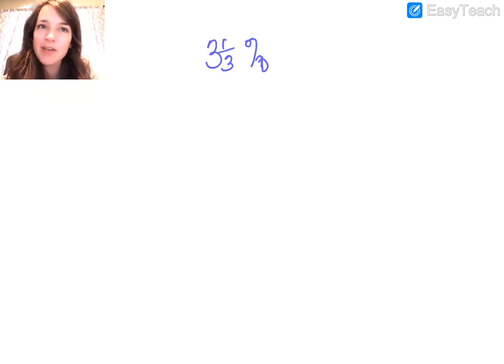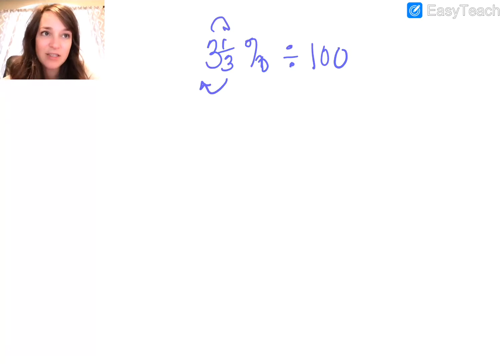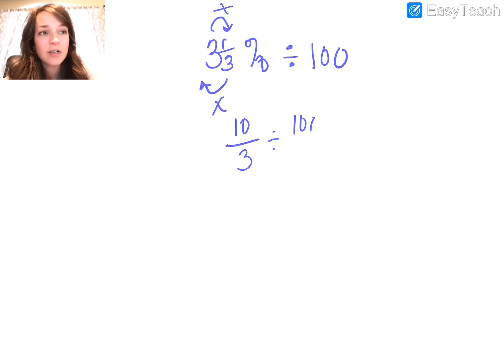But you might say, oh, I don't really want to put that over 100 because I would put a fraction in a fraction. Putting it over 100 is the same thing as dividing by 100, right? So now we're doing our process. We're getting this into an improper fraction. 3 times 3 is 9, plus 1 is 10. So we've got 10 over 3 divided by 100. Remember, 100 is not a fraction, but we can make it one by putting a 1 under it.